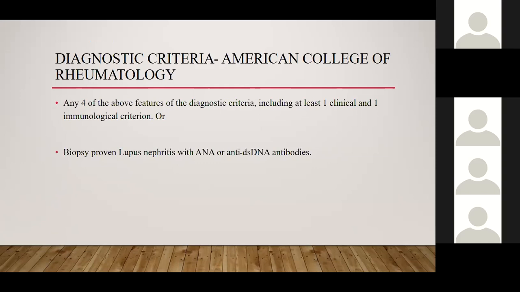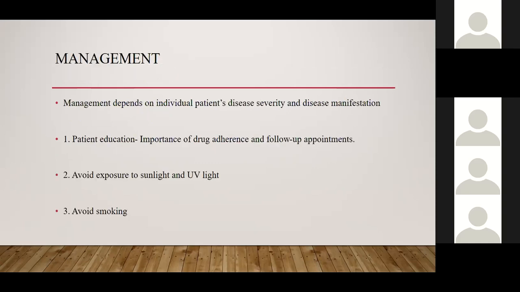Or if you are suspecting a patient has kidney problems and you take a biopsy, and then the biopsy comes back and is positive for lupus nephritis, and you have ANA also being positive or anti-double-stranded DNA also being positive, then clearly we can say that you have SLE.